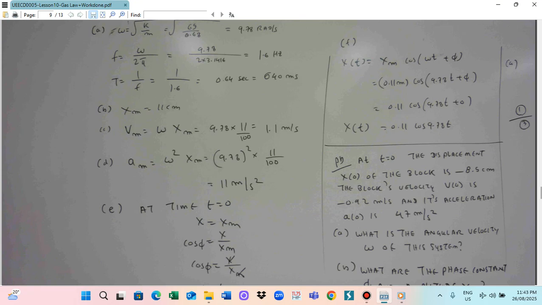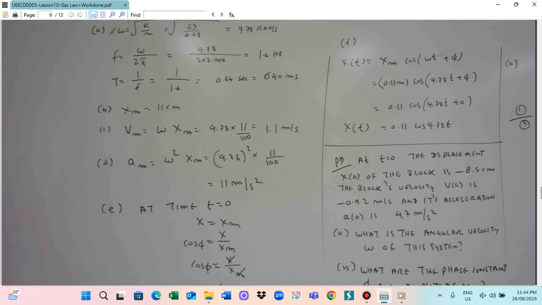And the speed. We also need to calculate the maximum speed. The maximum speed vm can be calculated, and the formula is omega multiplied by hm. So vm is the maximum speed, the amplitude of the oscillation is 11 centimeter, and the angular velocity is 9.78 radian per second. So omega multiplied by hm, where omega is 9.78 radian per second and h is 11 centimeter. By solving this you get 1.1 meter per second.